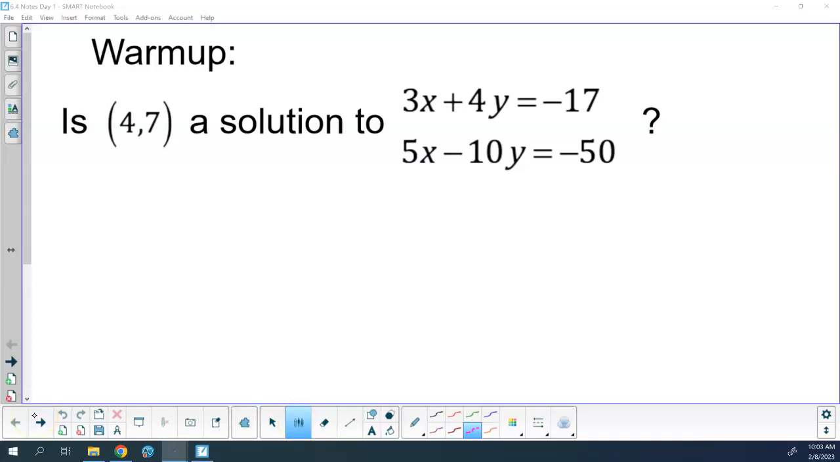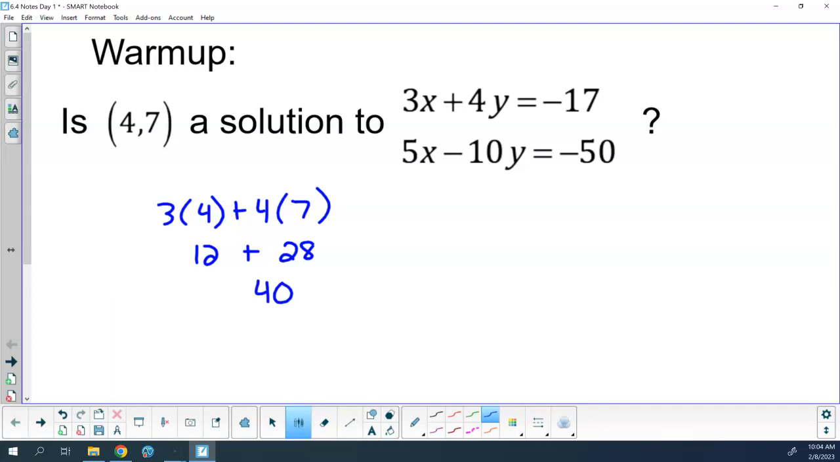So how do I go about figuring out if this is a solution or not? Replace x with 4 and y with 7. So if I look at the very first one, then that would be 3 times 4 plus 4 times 7. 3 times 4 is 12. 4 times 7 is 28. 12 plus 28 is 40. Is 40 equal to negative 17? No. So it fails there. So no, it is not a solution.